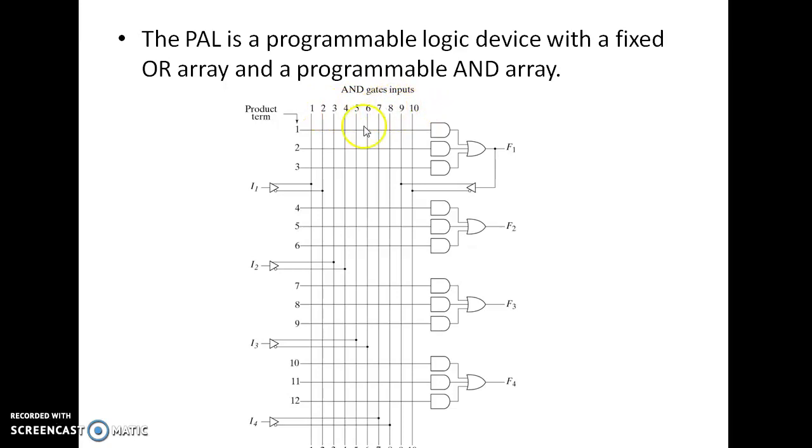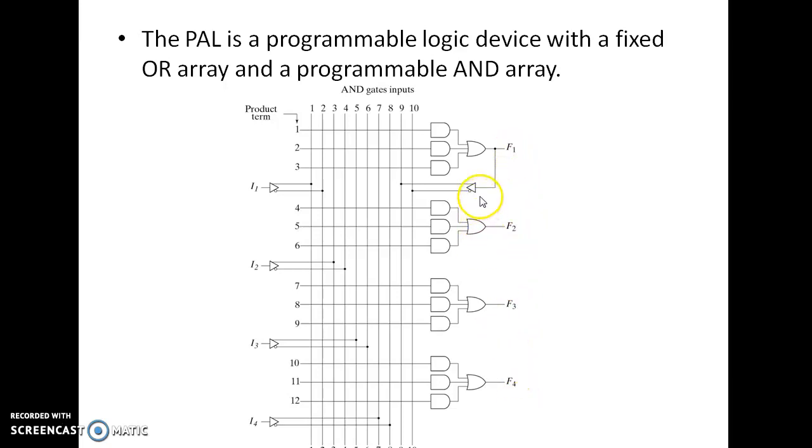And you also require direct inputs and complemented inputs. I1 is given directly and I1 is complemented. So you require uncomplemented inputs as well as complemented inputs to design a PAL. And these are the outputs F1, F2, F3 and F4.